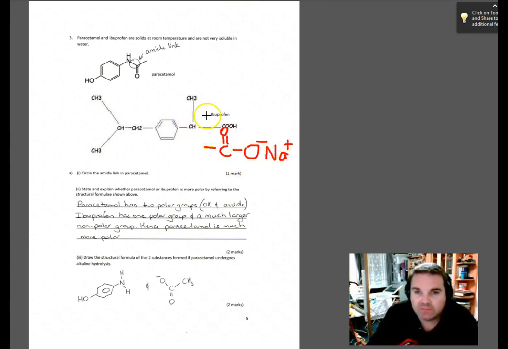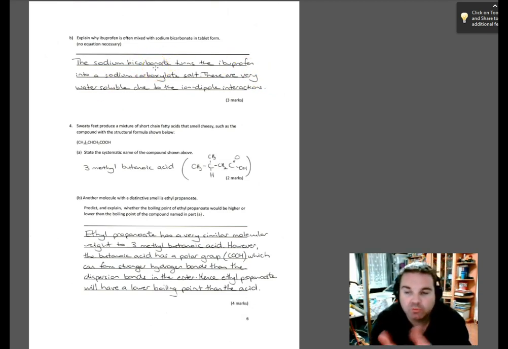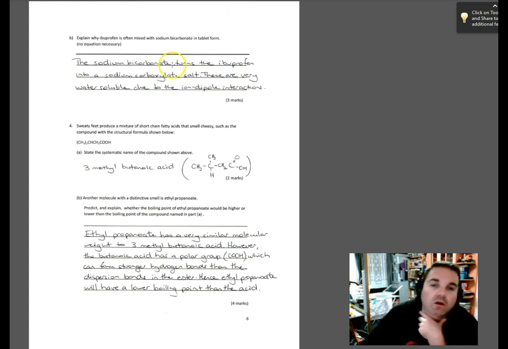And so obviously it doesn't matter how big this non-polar section is, you can form ion dipole interactions with water here, and so you get a water soluble product, which is really important because your blood is majority water. And so if you get ion dipole interactions occurring between the drug and water, it can be absorbed into your bloodstream and transported around the body, which is really useful.